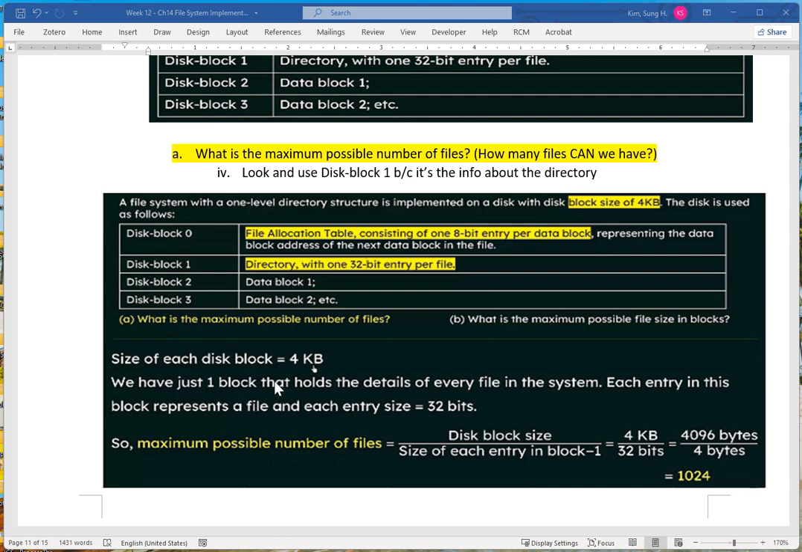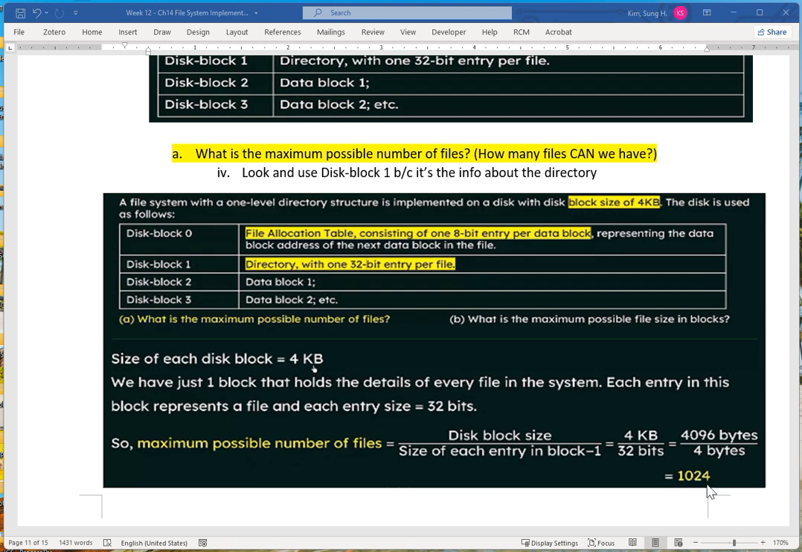So let's organize this a little bit. The size of each block is, we're told, 4 kilobytes. And the size of an entry in the directory is 32 bits. So if you want to find out the maximum number of files, then you divide the disk block size by each entry, the overhead, 32 bits. And so you will be able to have 1024 files in the system.